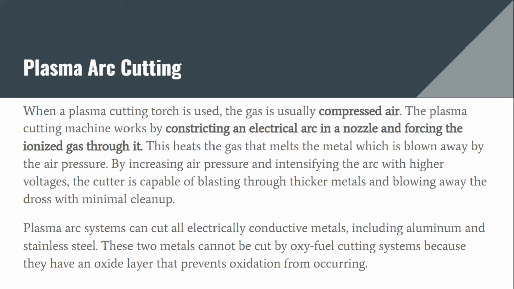Plasma arc systems can cut all electrically conductive metals, including aluminum and stainless steel. These two metals cannot be cut by oxy-fuel cutting systems because they have an oxide layer that prevents oxidation from occurring. Check this video for more info about plasma arc cutting.